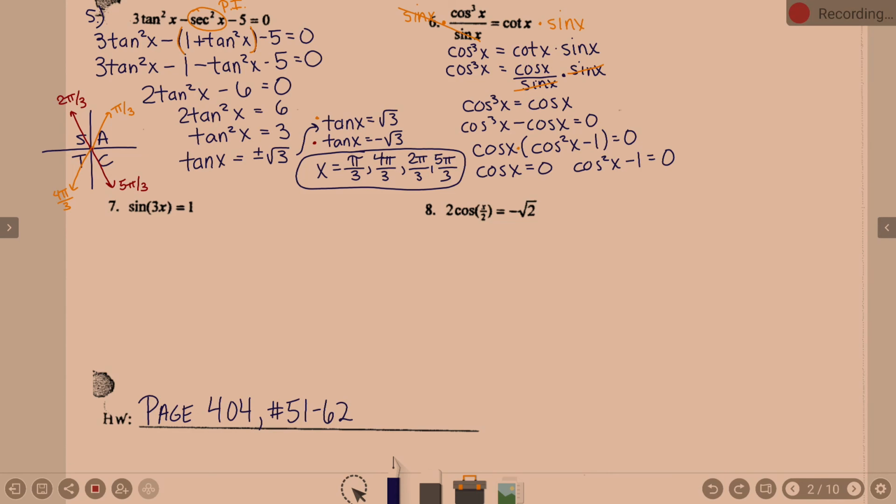What about cosine squared x minus 1? Add 1. So cosine squared x equals 1. Square root it. The square root of cosine squared x is cosine x. What's the square root of 1? Plus or minus. That's right. Plus or minus 1. Okay, so we are really answering 3 questions here. When does cosine equal 0? When does cosine equal 1? And when does cosine equal negative 1?